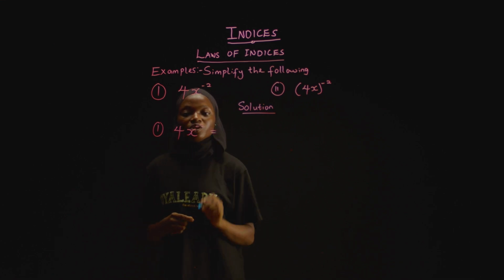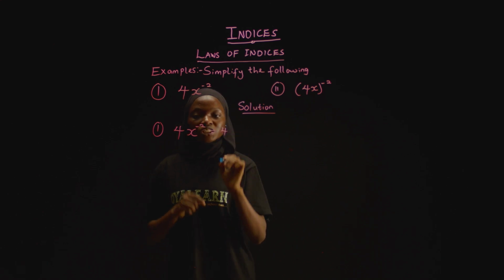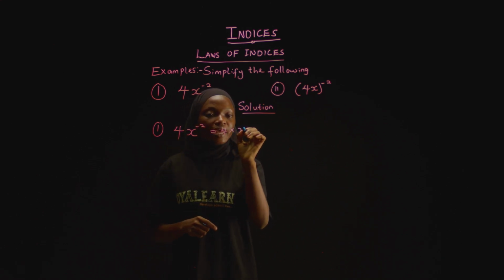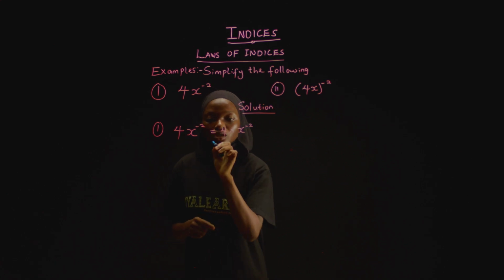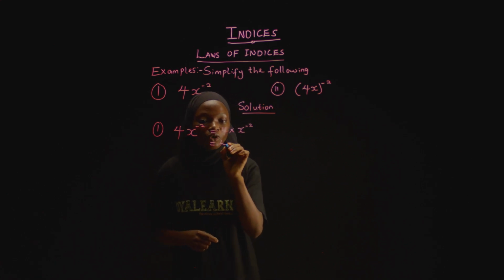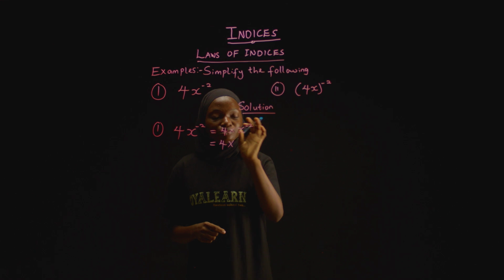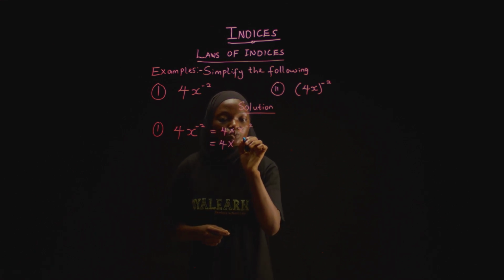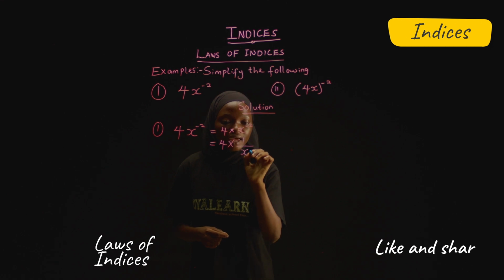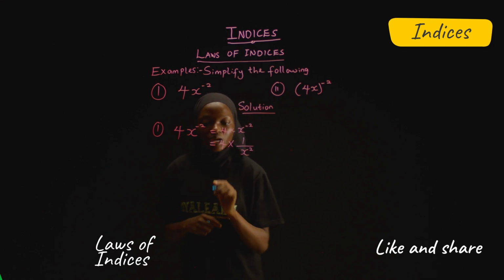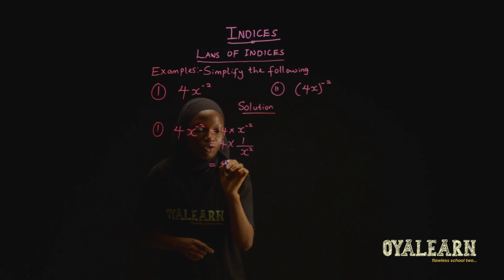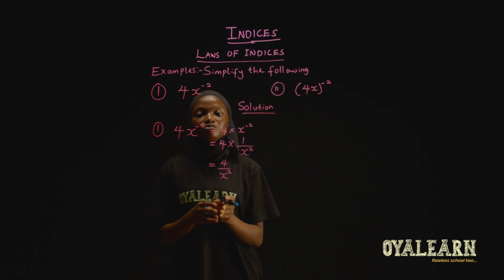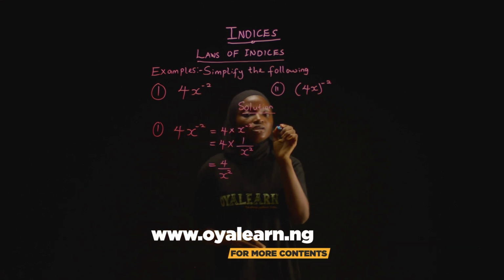So, to simplify this, we have 4, split it out first, times x raised to the power minus 2. And this becomes equal to 4 times x raised to the power minus 2. A negative power, in the law of indices, can be simplified as 1 over x raised to the power 2. Now here we can multiply it back. This gives us 4 over x raised to the power 2, and this gives us the simplified form for this question.